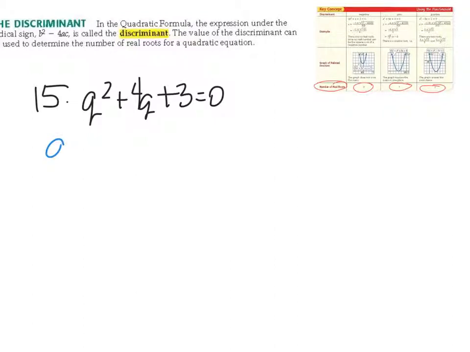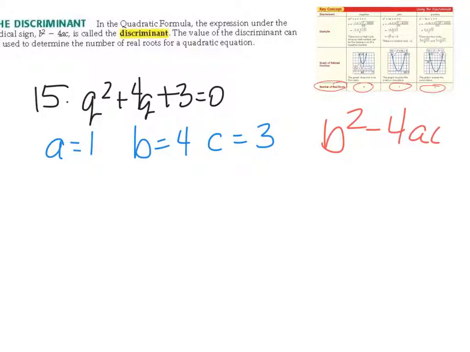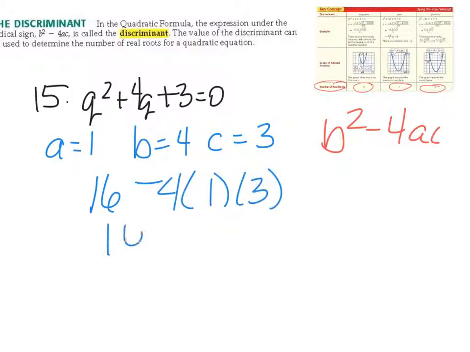So on 15, again, we've got A is 1, B is 4, and C is 3. That's Mike's cart in the hallway. It's after school now. So when we just find the discriminant, all we need is the b squared minus 4ac part of the song. So b squared minus 4 times a times c. I've got 16 minus 12 is 4. 4 is a positive number, so I'm going to get 2 real roots.